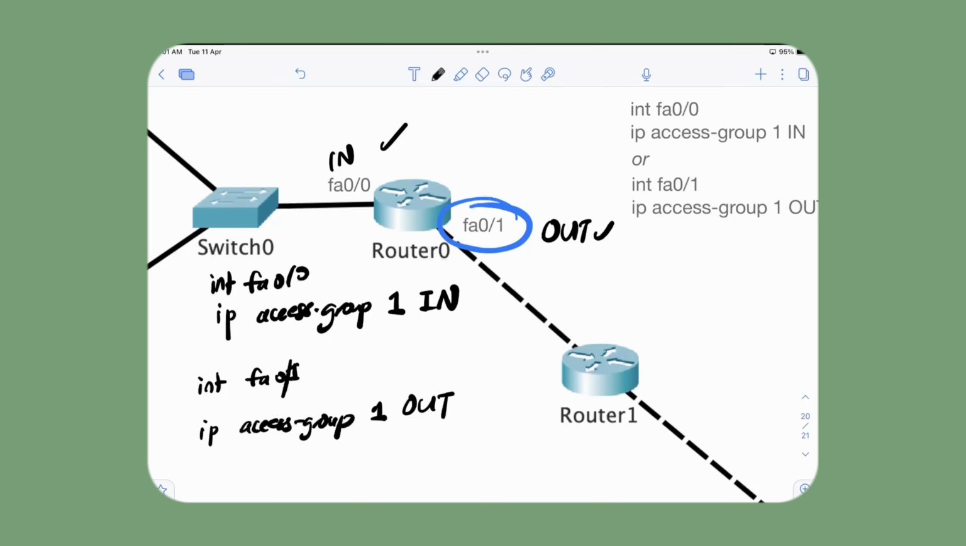Because you see, if I put in FA00, this is my data here. The data comes here. If I put 0/0 in, I check as soon as it comes in. Yes or no? If no, I throw it away already. If I put in FA01, the data will go inside the router first. Then as it goes out, only then I check whether I want to throw away or allow. Understand or not? So if you put it here, it's slightly faster.